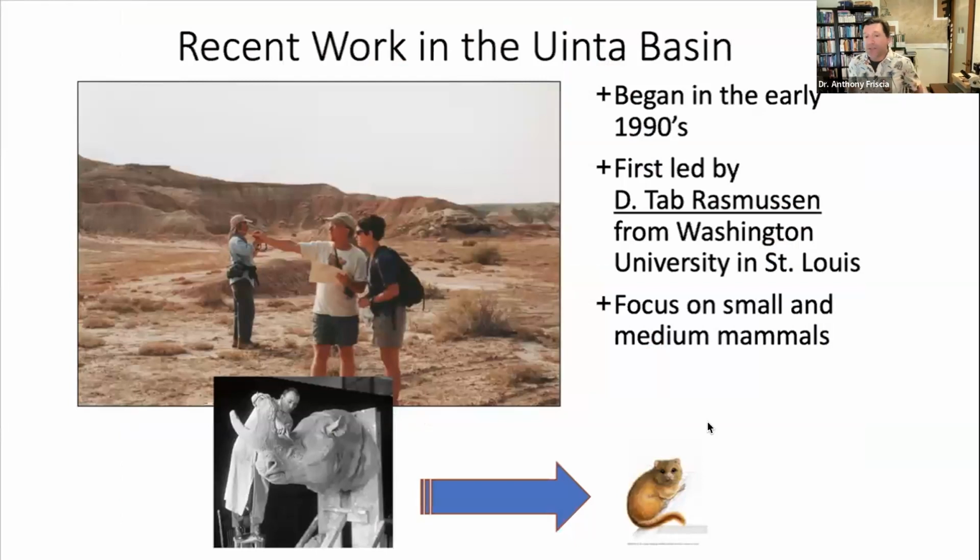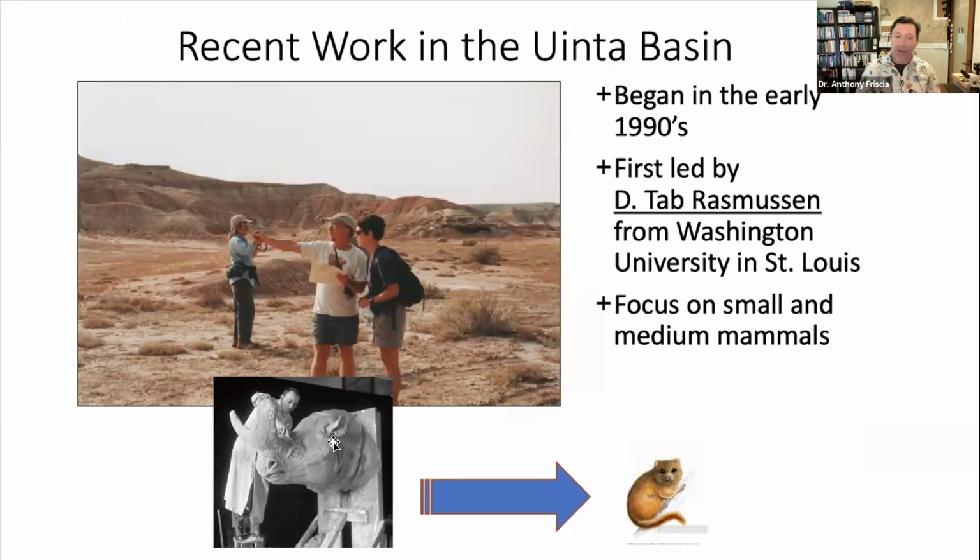And so I've been working in there since the early 90s. This work was started by Tab Rasmussen at Washington University in St. Louis, where I did my undergraduate work. And fossils had been known from this area since the early part of the last century, so the early part of the 1900s. But most of the fossil collection that was done then was for big things that would be put up in museums, right? Like that, as museum displays and things like that.